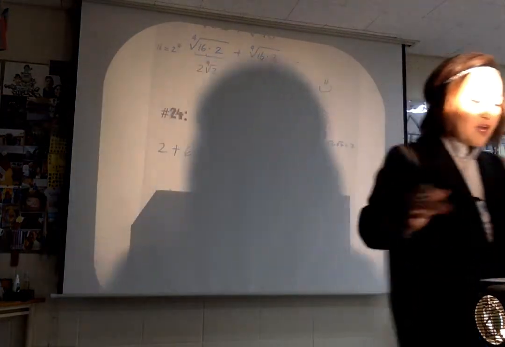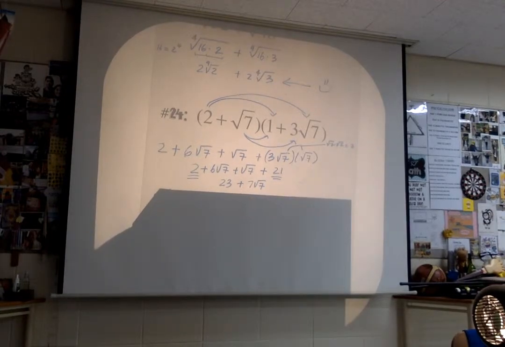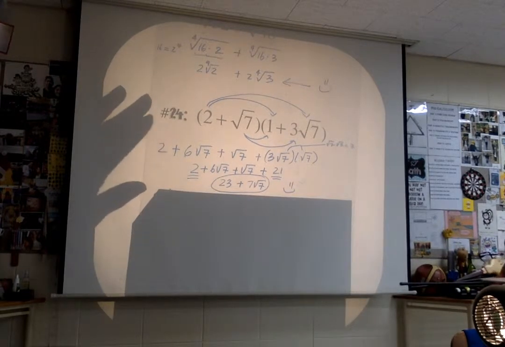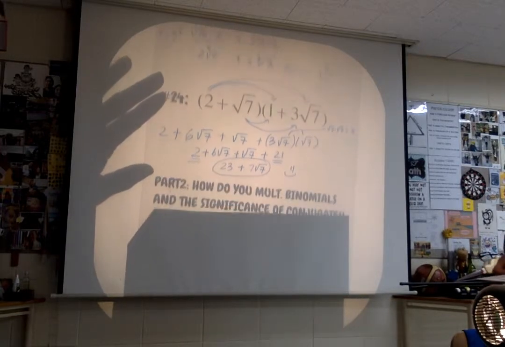You just know that it's going to be behaving like a variable, okay? So it's going to be 7 root 7. All right, and that's our solution. All right, let's try one more. Actually, let's go on to part 2. Please ask me if you have any questions, okay? Let's go to part 2.